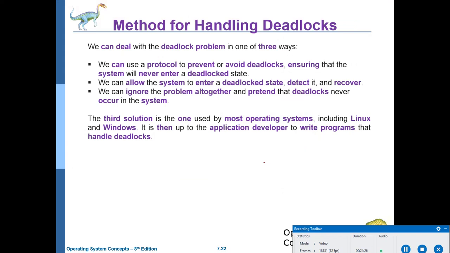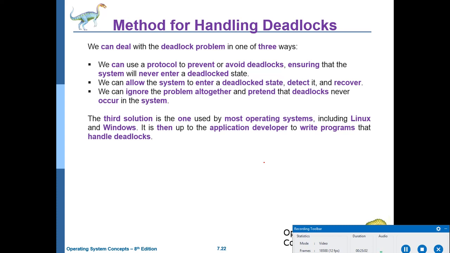Alright, now moving ahead. Now how to deal with these deadlocks? We can deal with the deadlock problem in one of three ways. So we have three ways for handling the deadlock. We can use a protocol to prevent or avoid deadlocks, ensuring that the system will never enter into a deadlock state. We can allow the system to enter into a deadlock state, detect the deadlock, and then have some recovery techniques. Third, we can ignore the problem altogether and pretend that deadlocks never occur in the system.